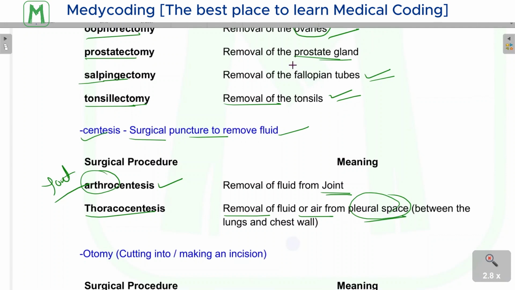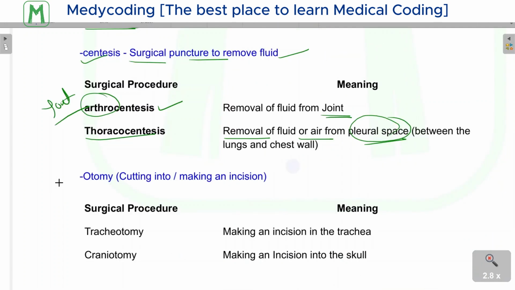Next suffix is otomy, which means cutting into, or you can say making an incision. Tracheostomy means making an incision in the trachea. That incision in the trachea helps breathing. Next is craniotomy, a procedure often done to release pressure during brain surgery by cutting into the skull.